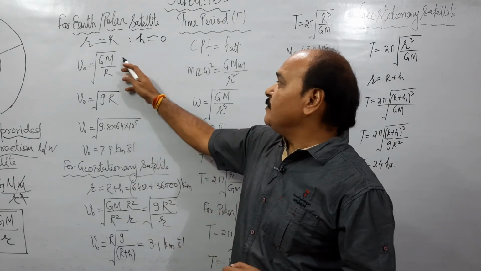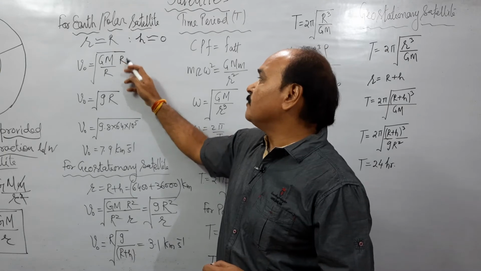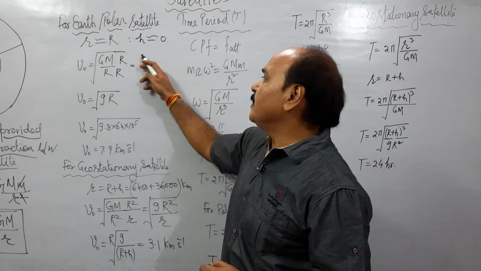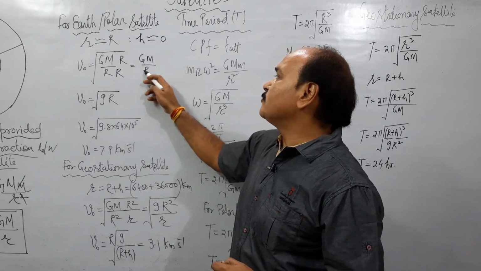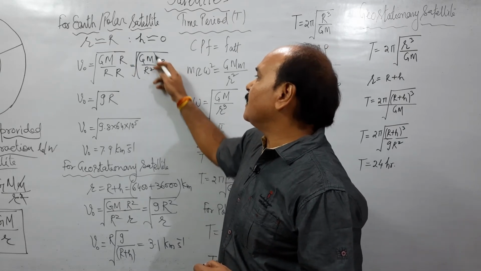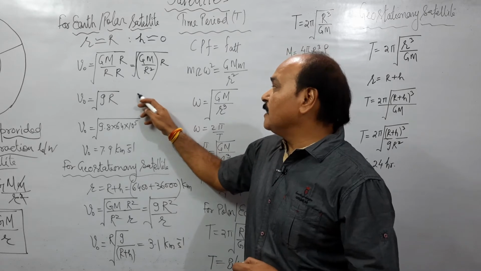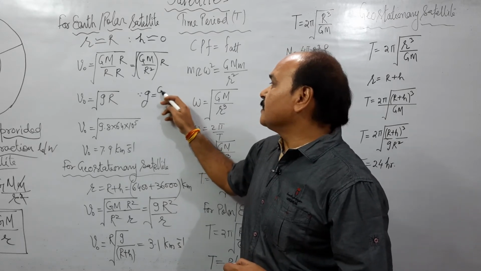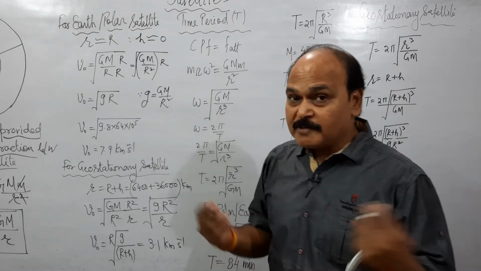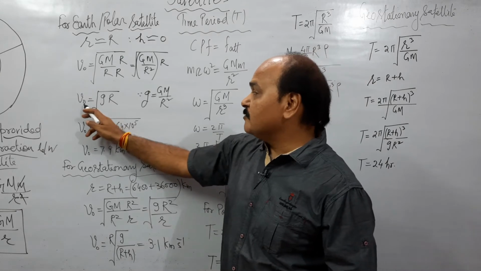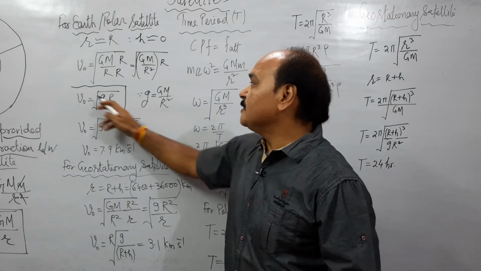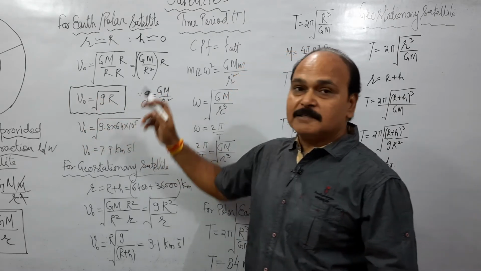Now see children, if within the square root we multiply by R and divide by R, what do we get? We get in the numerator GM by R square and of course R, like this. This GM by R square is nothing but the acceleration due to gravity over the surface of the planet. So GM by R square is acceleration due to gravity over the surface of the planet. In that case, orbital speed is going to be square root of gR. This is the orbital speed of a polar satellite.